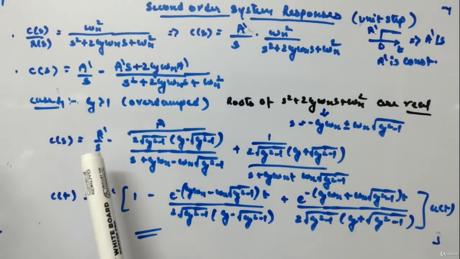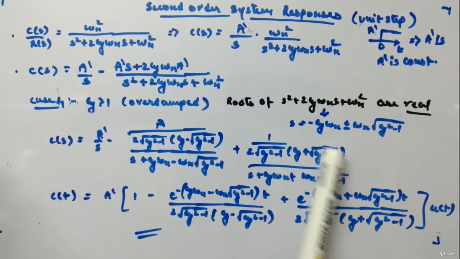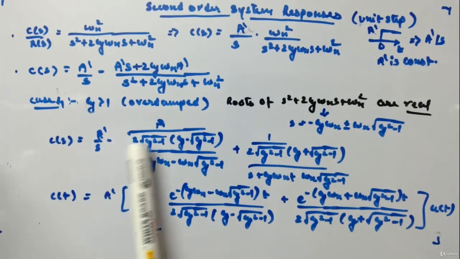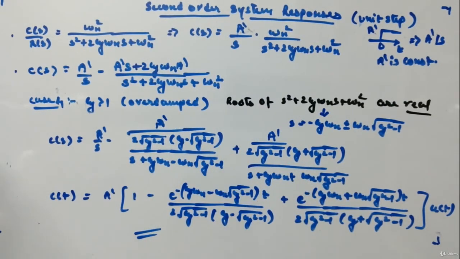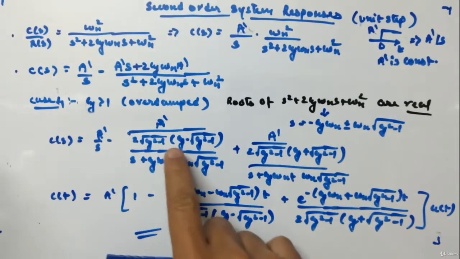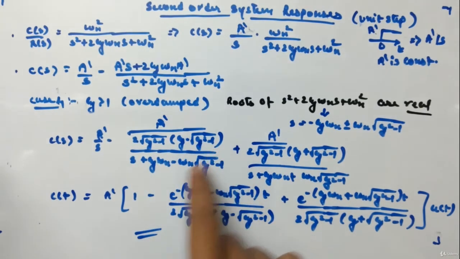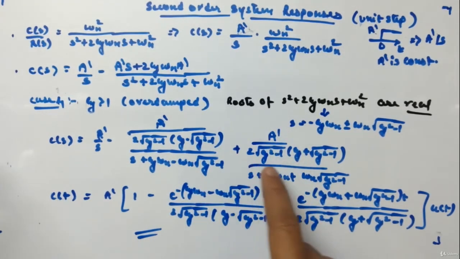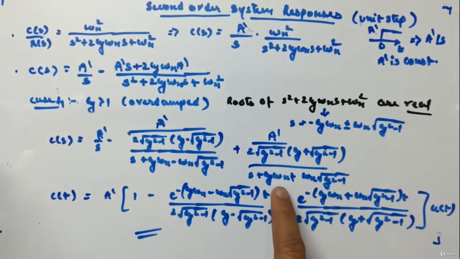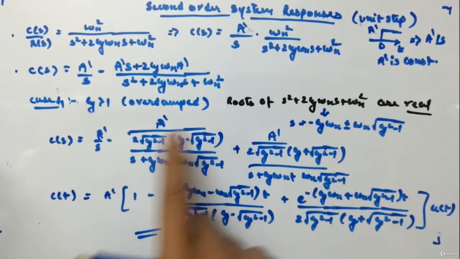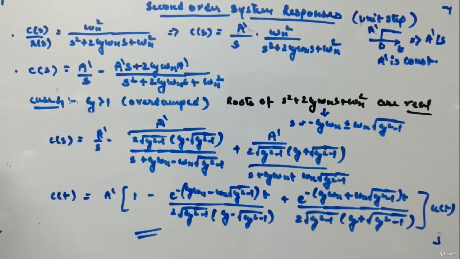So now if you plug in the values of A, B and C, the equation will look like this. C(s) equals a dash divided by s, minus a dash divided by 2 under root zeta square minus 1 into zeta minus under root zeta square minus 1, divided by s plus zeta omega n minus omega n under root zeta square minus 1, plus a dash divided by 2 under root zeta square minus 1 into zeta plus under root zeta square minus 1, divided by s plus zeta omega n plus omega n under root zeta square minus 1. So this is the value of C, this is the value of B along with the minus sign, and this is the value of A. A dash I took common. Now take the inverse Laplace transform.